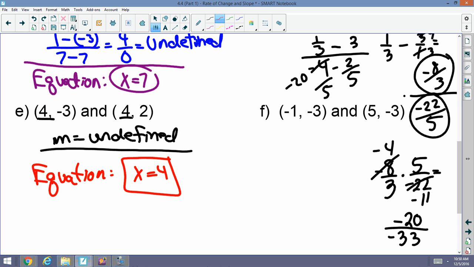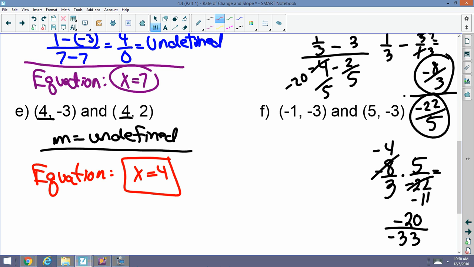No, if one was 4 and one was negative 4, then they're not the same. It only works when the x's are the same: undefined slope, x equals that value. If the y's are the same, zero slope, y equals that value. If the x's and the y's are the same, then it's the same point, and it's just 1 point. Thank you for asking, though.